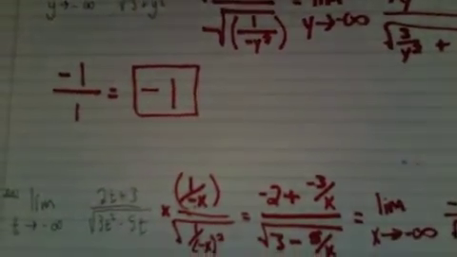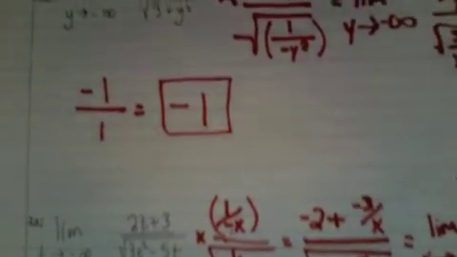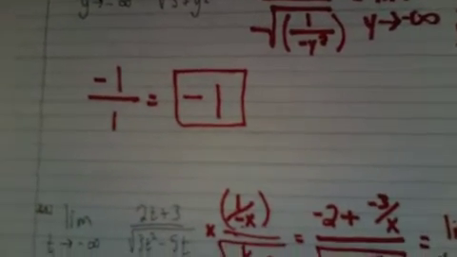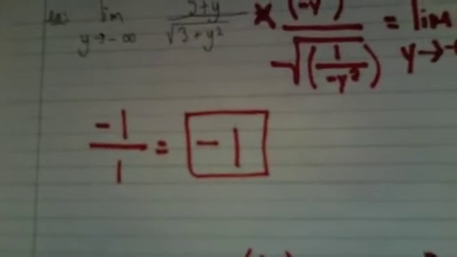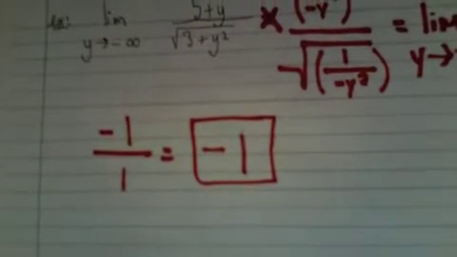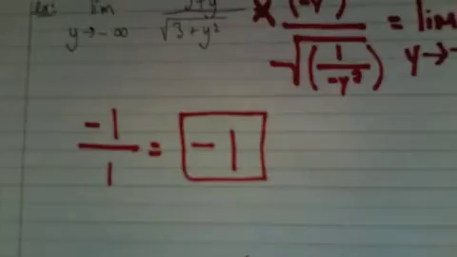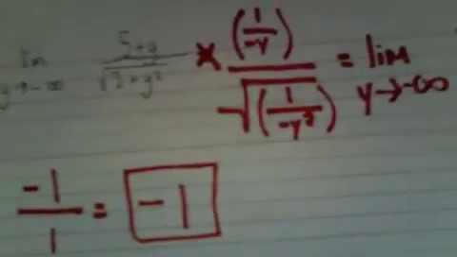Alright, now we're going to be working with some limits as they approach negative infinity. The first problem is the limit as y approaches negative infinity of (5 plus y) over the square root of (3 plus y squared). The different thing you have to do when your limit is approaching negative infinity is when you're multiplying your original equation by the thing to simplify it out, you're going to change it and make it negative because the limit is approaching negative infinity.